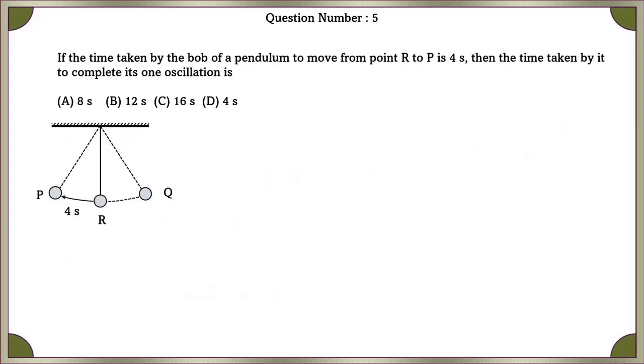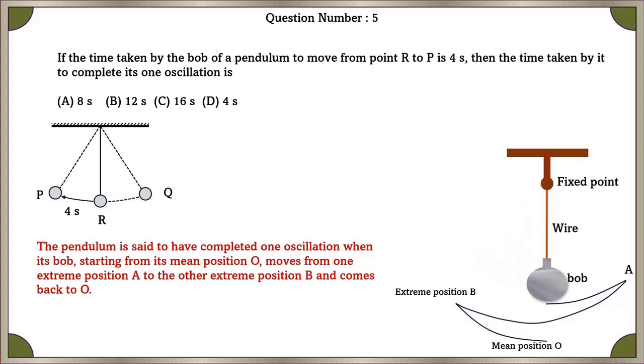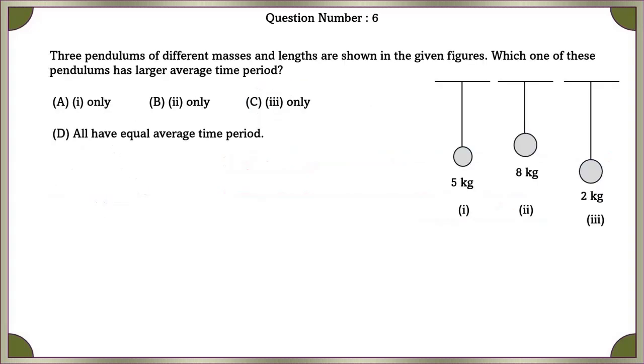Question number 5. If the time taken by the bob of a pendulum to move from point R to P is 4 seconds, then the time taken by it to complete one oscillation is... The pendulum is said to have completed one oscillation when its bob, starting from its mean position O, moves from one extreme A to the other extreme position B and comes back to O. To complete one oscillation, the bob has to move from R to P, P to Q and then return to R. So the time taken for one oscillation is equal to RP plus PR plus RQ plus QR, that is 16 seconds.